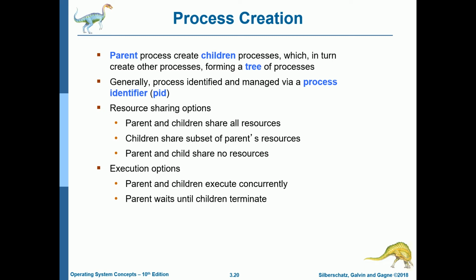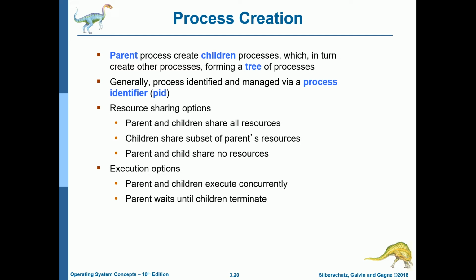In general, when a process creates a child process, that child process will need certain resources, like the CPU, memory, files, or I/O devices, in order to accomplish its task. A child process may be able to obtain its resources directly from the operating system, or it may be constrained to a subset of the parent's resources. Restricting a child process to a subset of the parent's resources prevents any process from overloading the system by creating too many child processes.